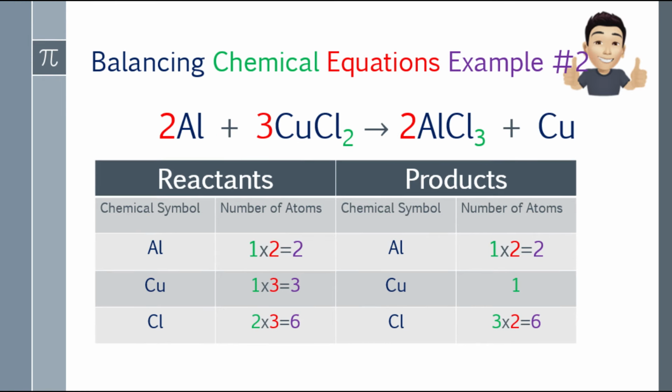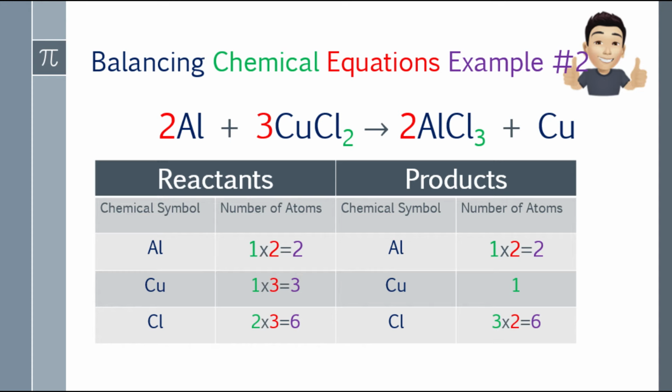So, pwede magawin, dahil ang aluminum hindi balance, maglagay ka ng coefficient ng 2 dun sa aluminum. So, that will be 2 aluminum plus 3 copper chloride for the reactants. So, that will be 1 times 2 is equal to 2. So, balance na yung aluminum. Kasi dalawa yung aluminum din sa product side. Isa na lang yung hindi natin mabalanse. That will be the copper.